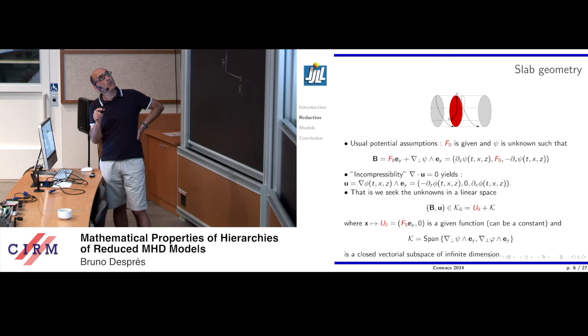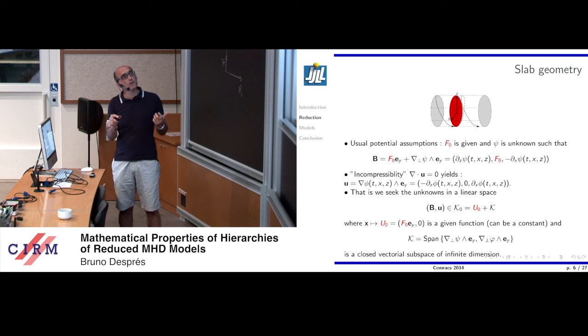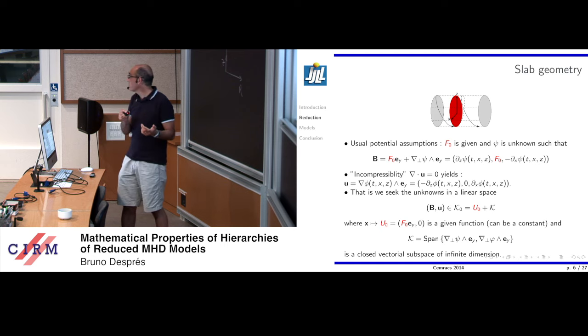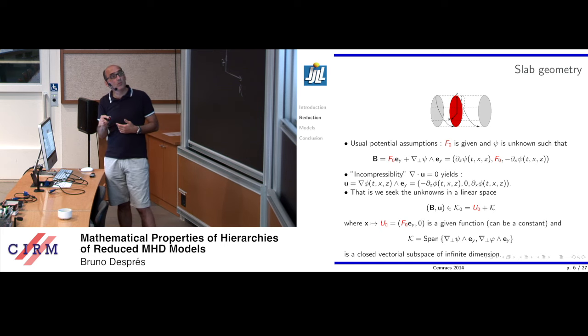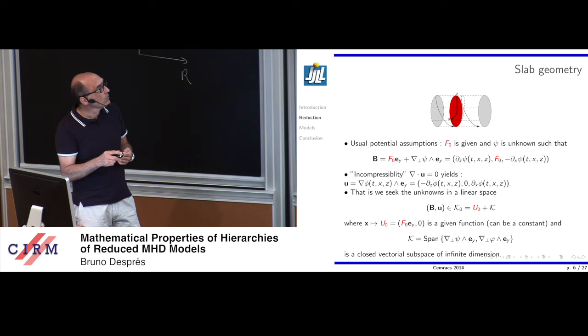In geometrical structure, the lines are helices, the helical structure of the magnetic field. But here I say I am interested in a magnetic field and a velocity field which are the sum of a constant term plus something where psi and phi are unknown. So K is just a linear space of functions, functions which have that structure. If you change psi and phi, you get another function in the same space.